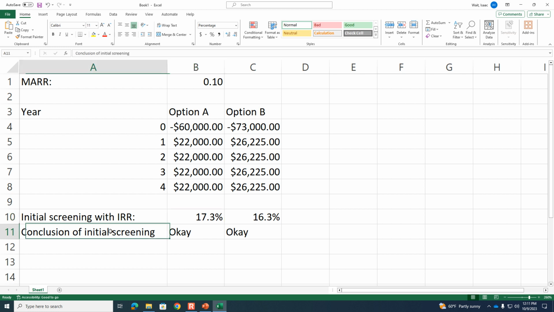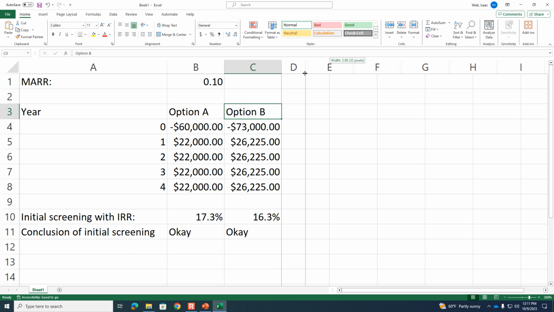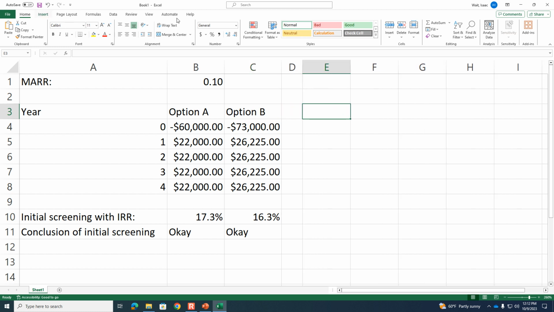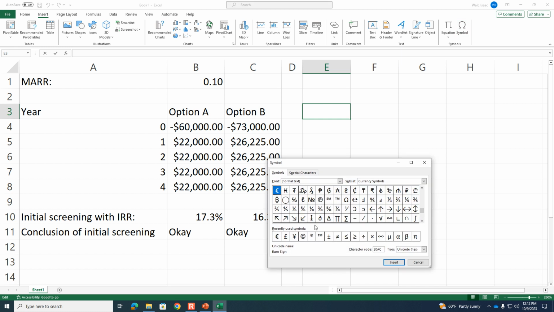Okay, so all we do with this IRR is the initial screening. So B and A are both valid options. So now what I'm going to do is find the difference between the two. Just because I want to put the symbol in there, let me go to Greek. Let's see if I can find the Greek symbols. There we go, Greek, and then I'm looking for delta.